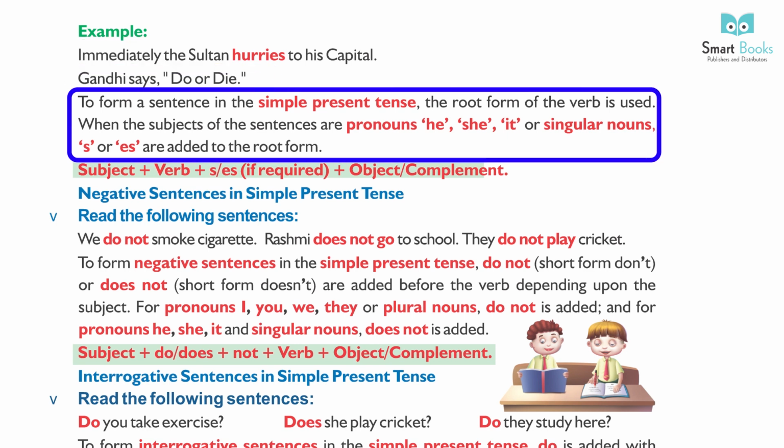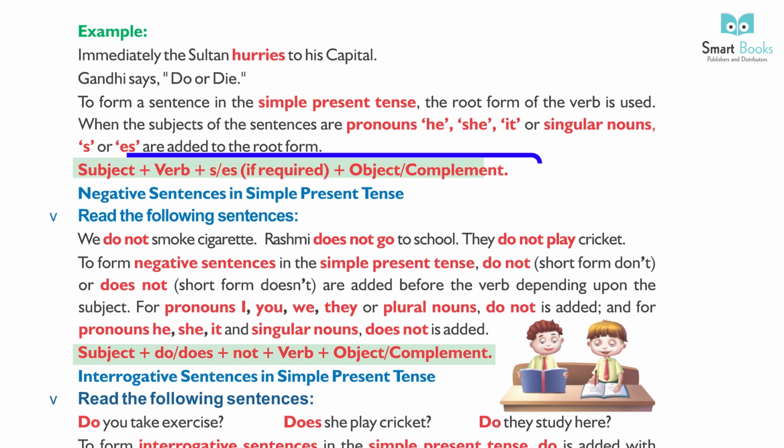To form a sentence in the simple present tense, the root form of the verb is used, except when the subject of the sentence is the pronouns he, she, it or a singular noun. S or es is added to the root form. Subject plus verb plus s/es if required plus object or complement.